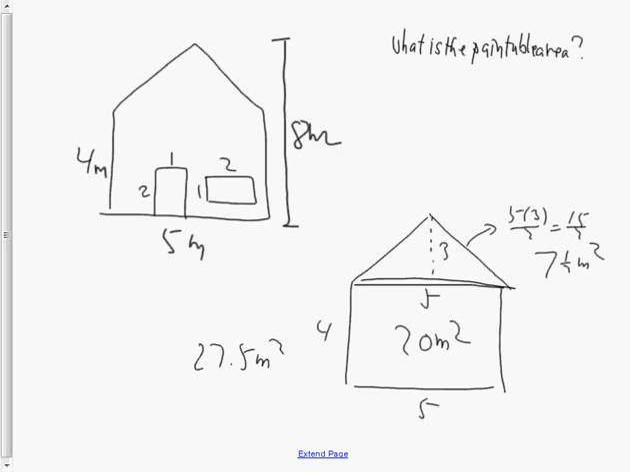But from that I have to subtract a 2 by 1 rectangle, which is 2 square meters, and a 2 by 1 rectangle, which is 2 square meters. So I have to subtract 4 from that. The answer for the paintable surface is 23.5 square meters of paintable area.